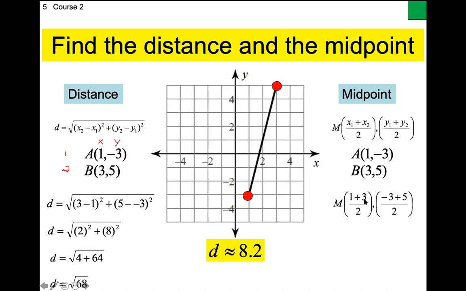1 plus 3 is 4. 4 divided by 2 is 2. Negative 3 plus 5 is 2. 2 divided by 2 is 1, so I get the point (2, 1).